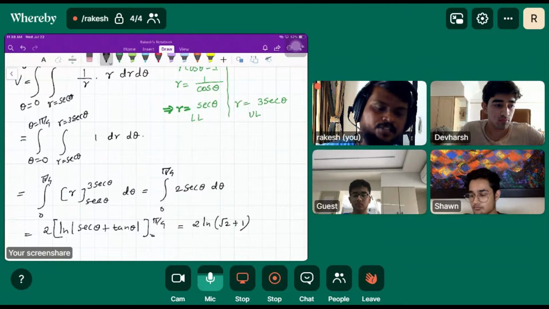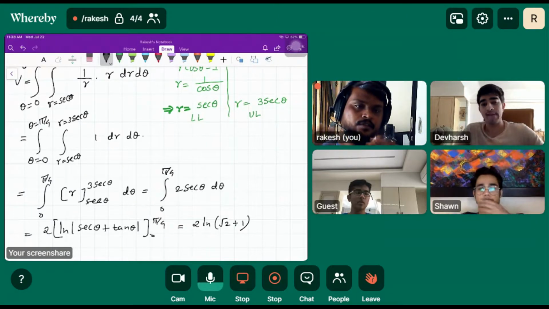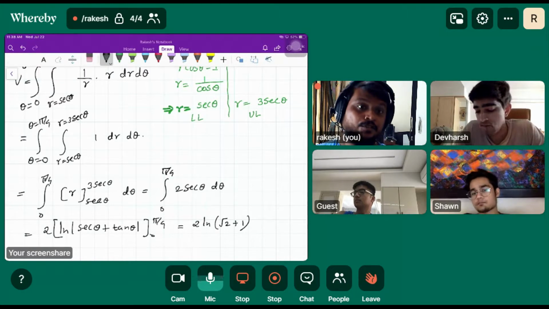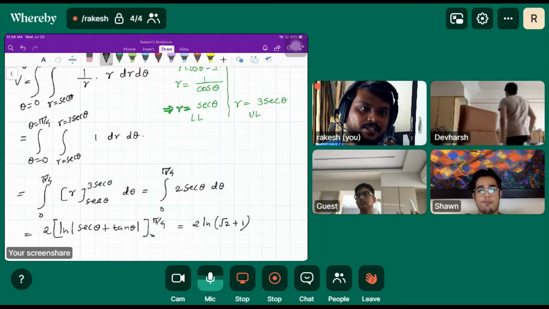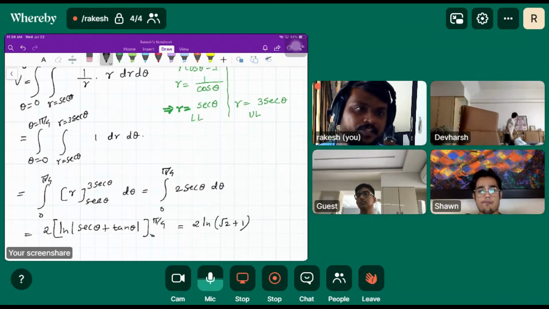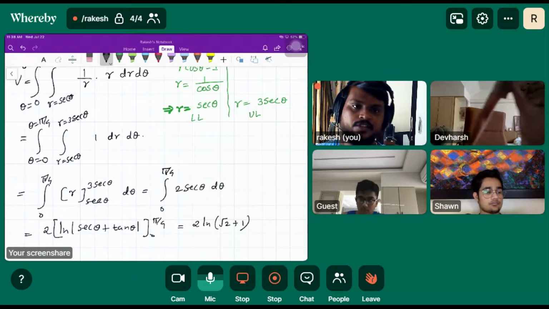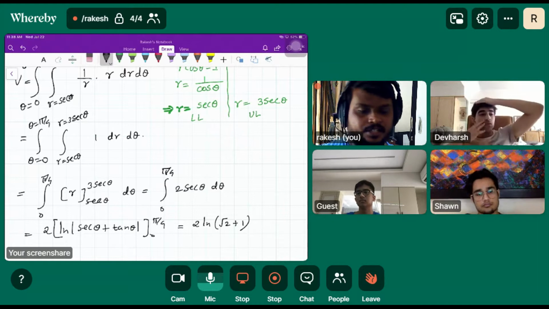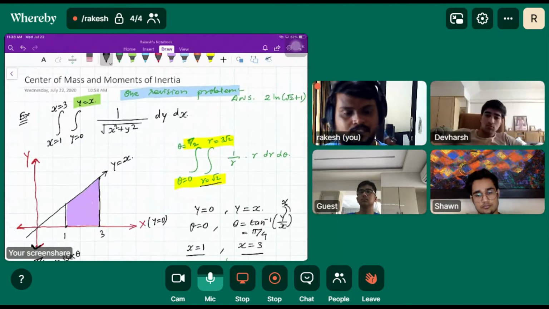The first application was to find out the area of any shape, right? The first question we solved, we could find the area of the circle by double integration. That was a very simple example, but we can find the area of any region, any circular region or anything. Now the next topic for today's class is center of mass and moment of inertia.